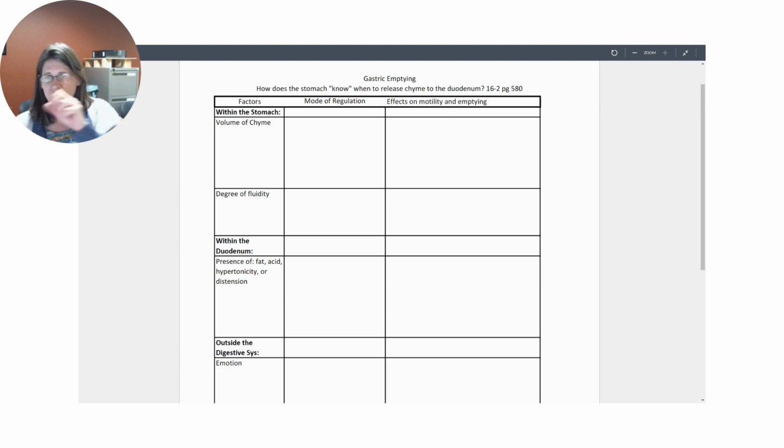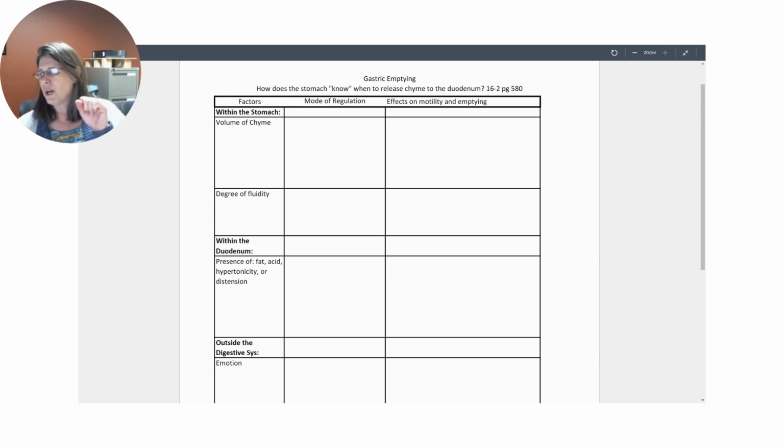The other one there is distension, right? That just means as fluid enters the duodenum, it presses on the walls of the duodenum, it distends. That's a signal that, oh, we got fluid in here, so let's stop emptying more.